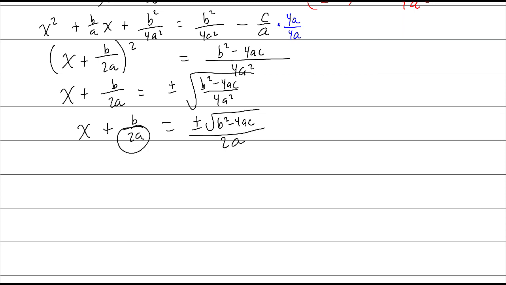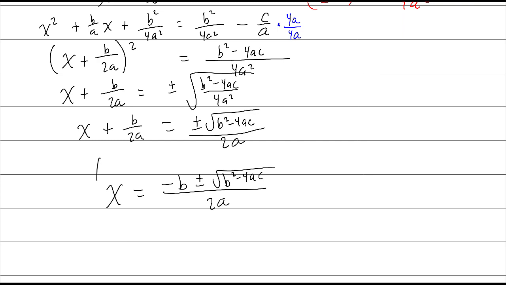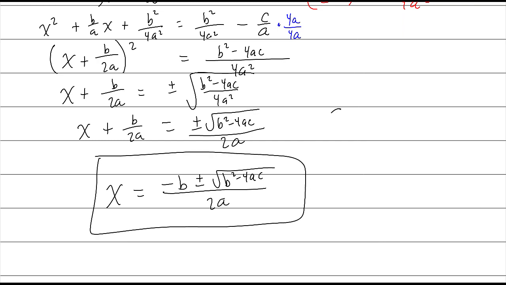So when I subtract b over 2a from both sides to get x by itself, they have common denominators, so I can actually put them together. So I'll subtract b over 2a from both sides. And I'm left with this. And voila, this is our infamous quadratic formula.